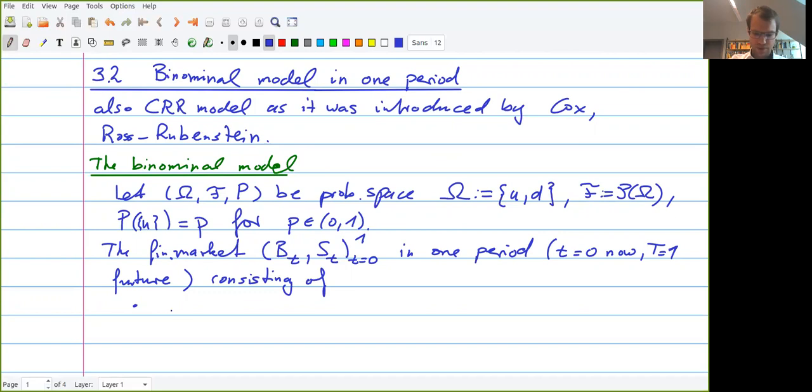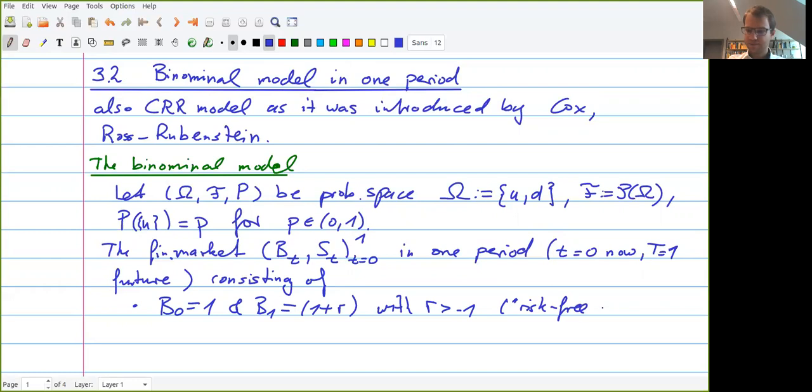So the risk-free one, B, starts at 1 as usual, so we normalize it to 1, and B at time 1 is just given by 1 plus r, which is the bank account, with our interest rate r being strictly bigger than -1. So this is the risk-free asset.